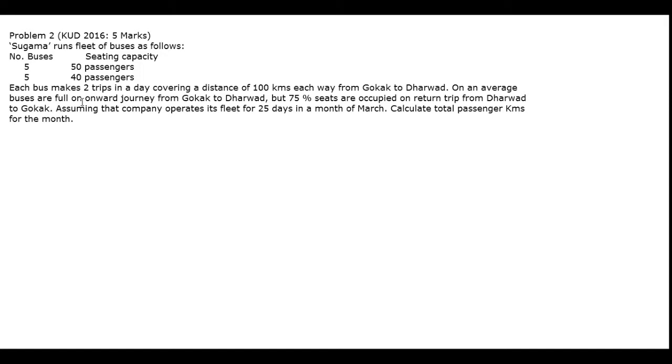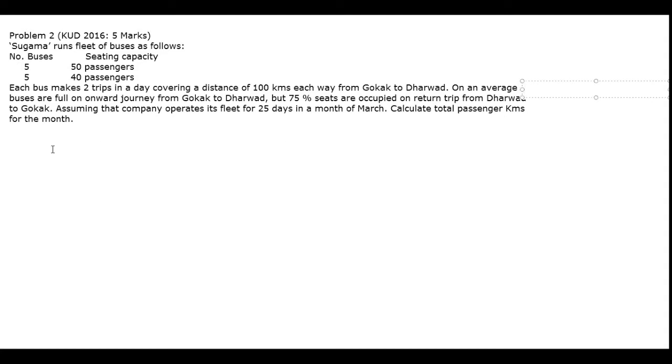Now let us read the information. Each bus makes 2 trips in a day covering a distance of 100 kilometers each way from Gokak to Dharwad. On an average, buses are full on onward journey from Gokak to Dharwad, but 75% seats are occupied on return journey from Dharwad to Gokak. Assuming that company operates its fleet for 25 days in the month of March, calculate total passenger kilometers for the month.